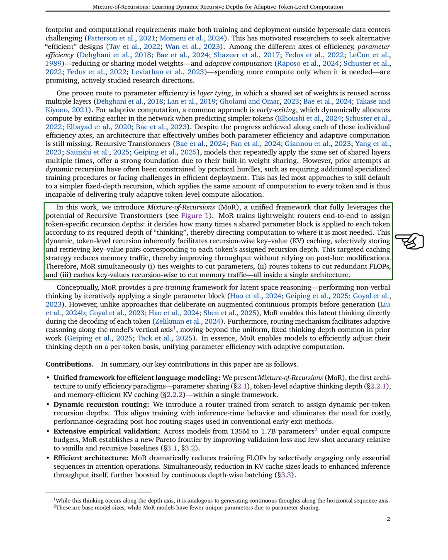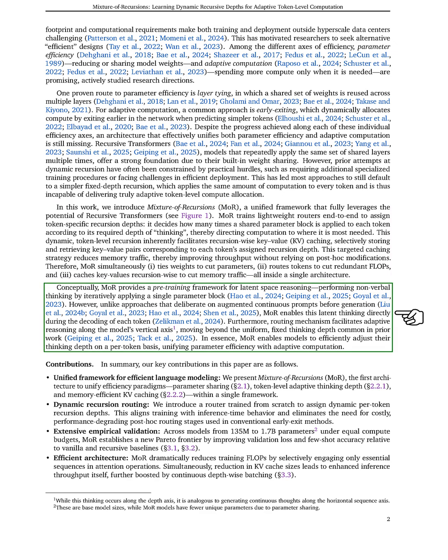MoR trains lightweight routers to determine how many times a shared parameter block should be applied to each token based on its specific needs. This dynamic recursion allows for efficient key-value caching, which reduces memory traffic and enhances throughput without requiring additional modifications. MoR achieves three main goals. It ties weights to reduce parameters, routes tokens to minimize unnecessary computations, and caches key values efficiently, all within a single architecture.